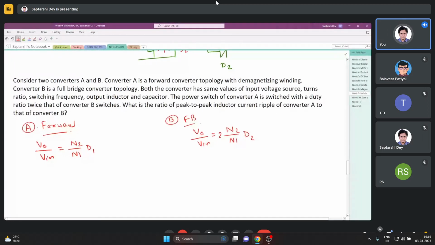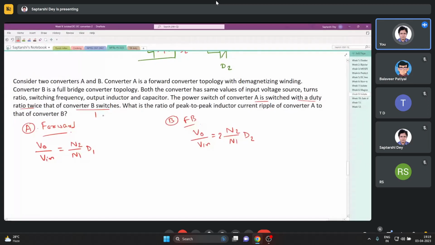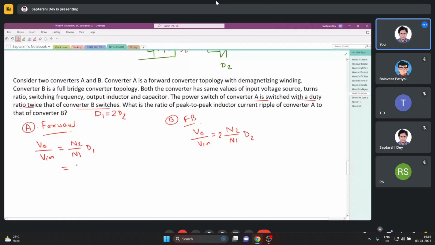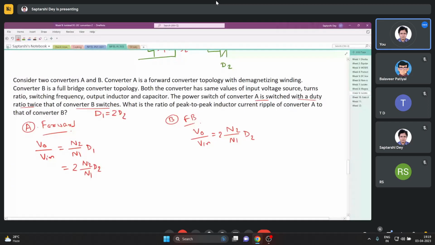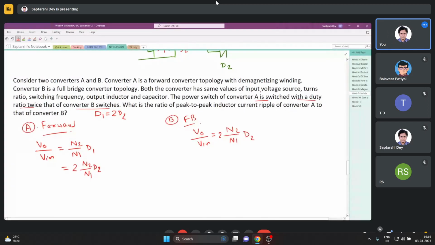Now they are saying that D1 is 2 D2, right? The switch duty ratio is twice that of converter B. So they have given that D1 equals 2 D2. So if I put it here, then Vout equals 2 n2 by n1 D2. So basically they said that input voltage is the same, and they have somehow told that output voltage is also the same, right? What is the ratio of peak to peak inductor current ripple?